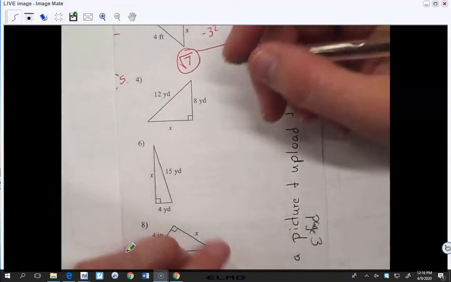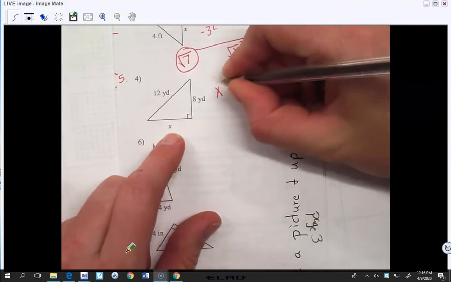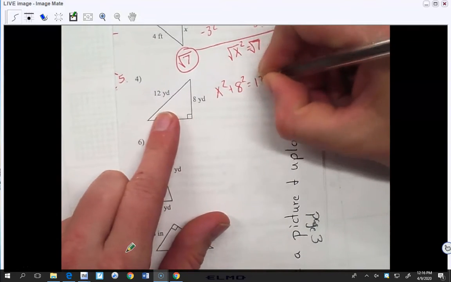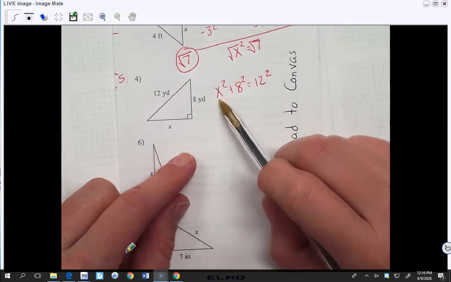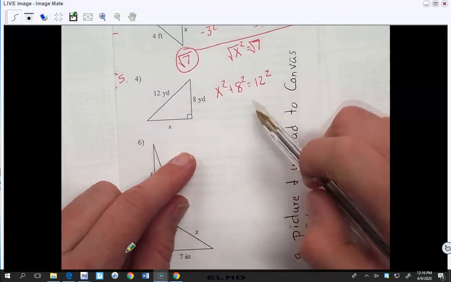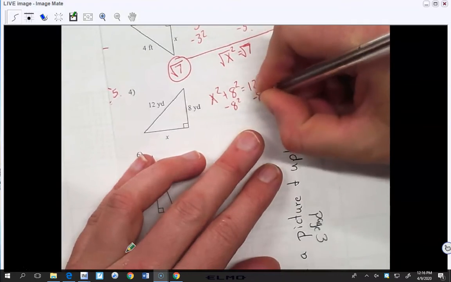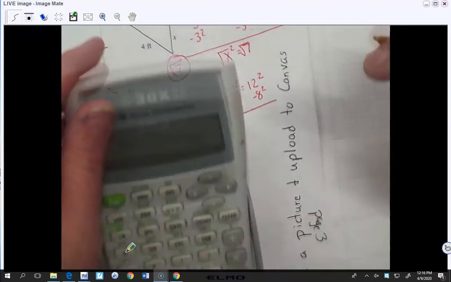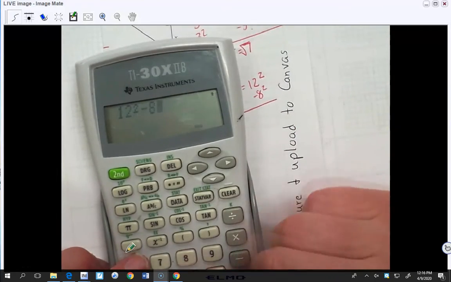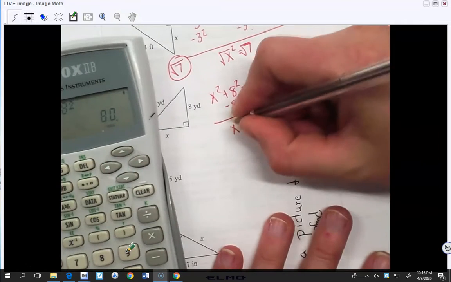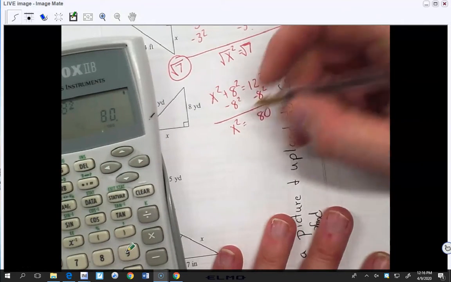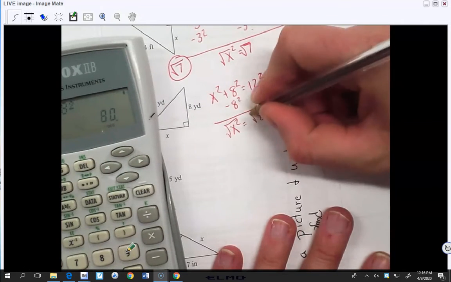Okay, let's look at number 4. So number 4 we have x squared plus 8 squared equals 12 squared. Notice order doesn't matter. I could have said 8 squared plus x squared, either way, it doesn't matter. We go ahead and subtract the 8 squared from both sides. 12 squared minus 8 squared is 80. So I have x squared equals 80. Get rid of the squared, we do the square root of 80.